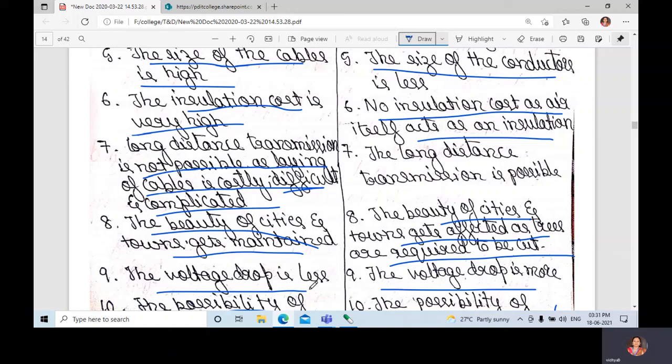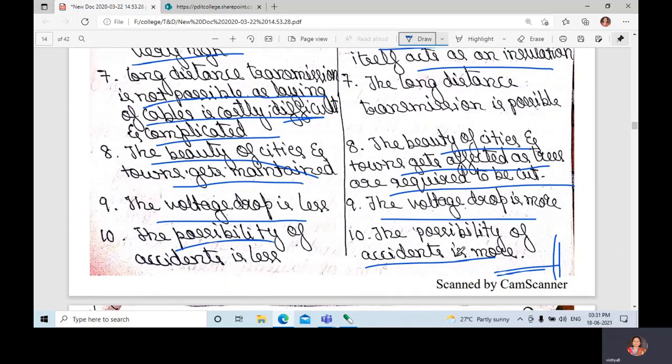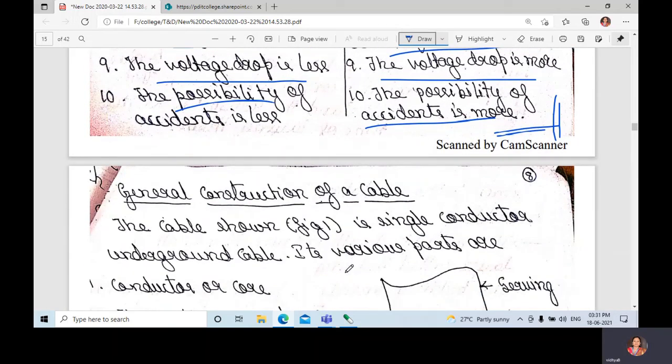The voltage drop is less in underground cables, and here in overhead lines the voltage drop is more. The possibility of accidents is less in underground cables, and more in overhead lines. One advantage of overhead lines is that we can identify the fault, right? Some people will inform us, and we will come to know where the fault occurred. But in underground cables, it is difficult to find the fault. In the next class, we shall discuss the general construction of cable.